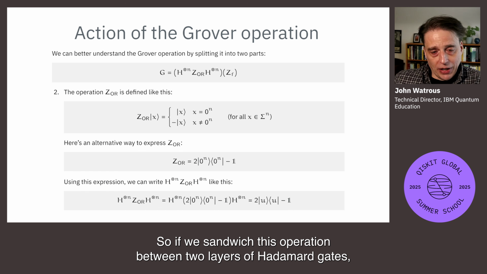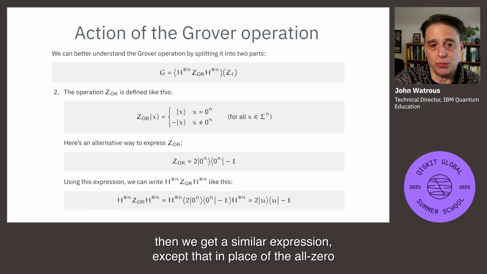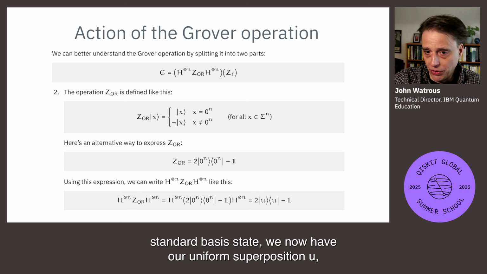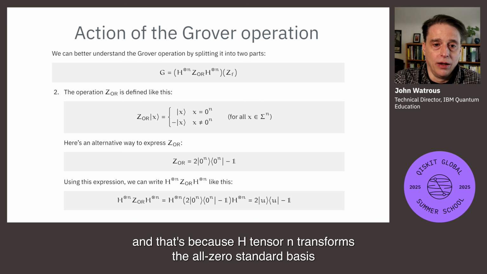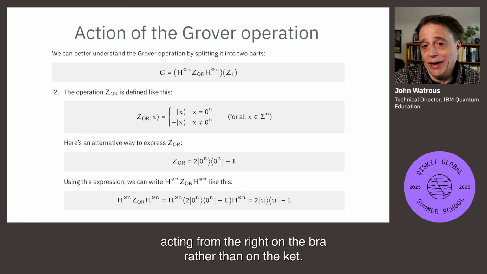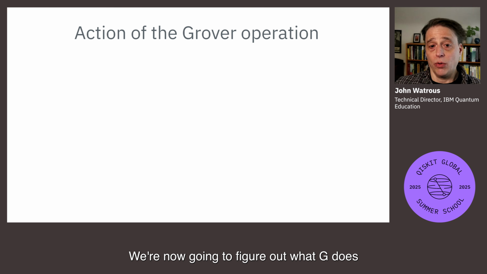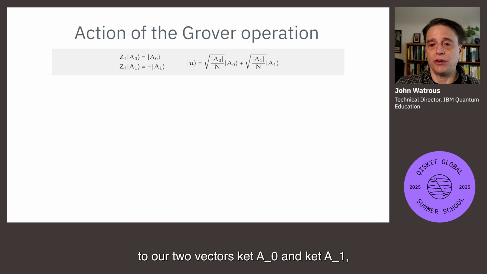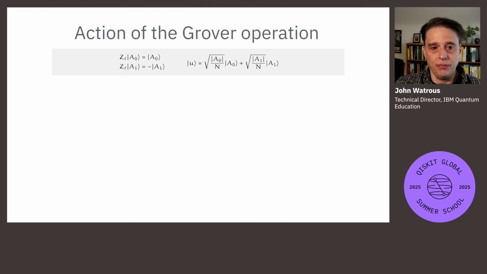So, if we sandwich this operation between two layers of Hadamard gates, then we get a similar expression, except that in place of the all zero standard basis state, we now have our uniform superposition U. That's because H tensor n transforms the all zero standard basis state to ket U, and also H tensor n is its own conjugate transpose, so it works in a similar way, acting from the right on the bra rather than on the ket. We're now going to figure out what G does to our two vectors, ket A0 and ket A1, using the facts that we just observed.